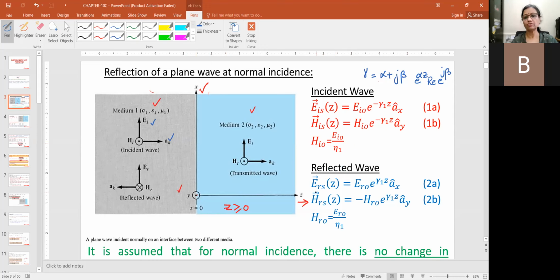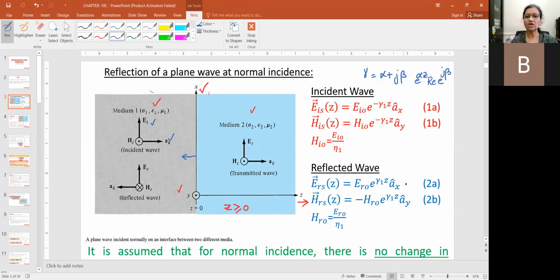Next, let us write the similar equations for the reflected wave. Because it is reflected, use the subscript R. So E_R(s) is going to be E_R0 e to the power of plus gamma_1 z a_x. Why plus? Anyone? Look at the difference between incident and reflected electric field. There is a plus for reflected. Why? Plus because the reflected wave is going towards the negative z direction. When it is going to the negative z direction, the phase will be positive. Therefore you are writing plus.